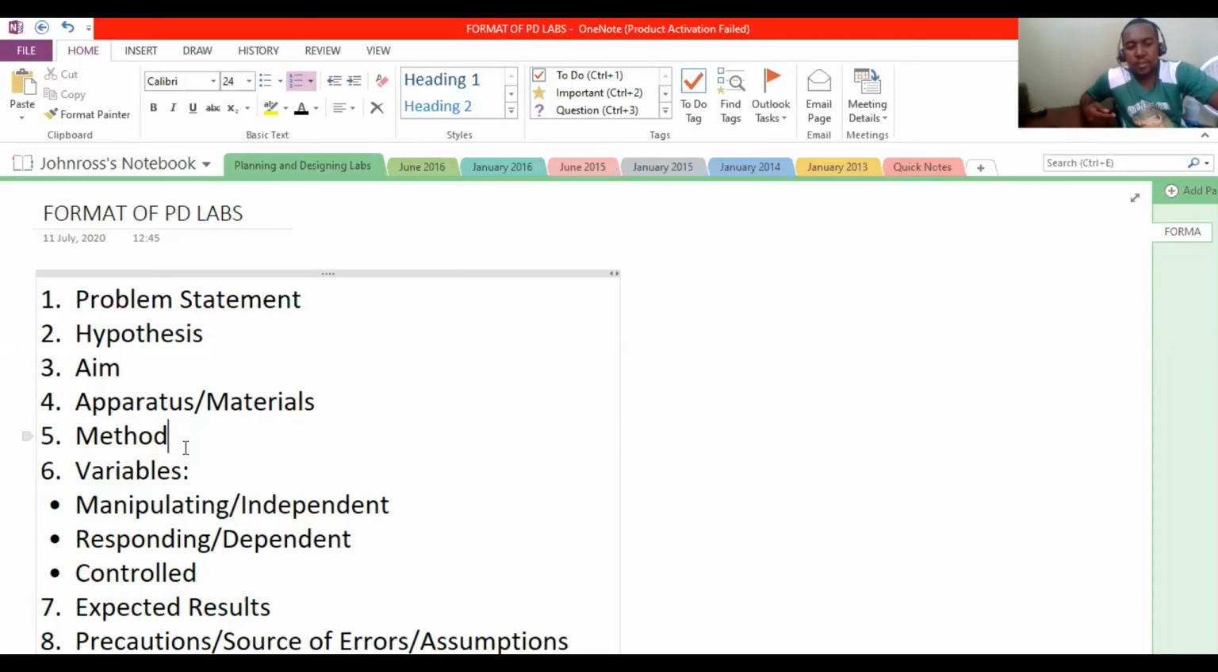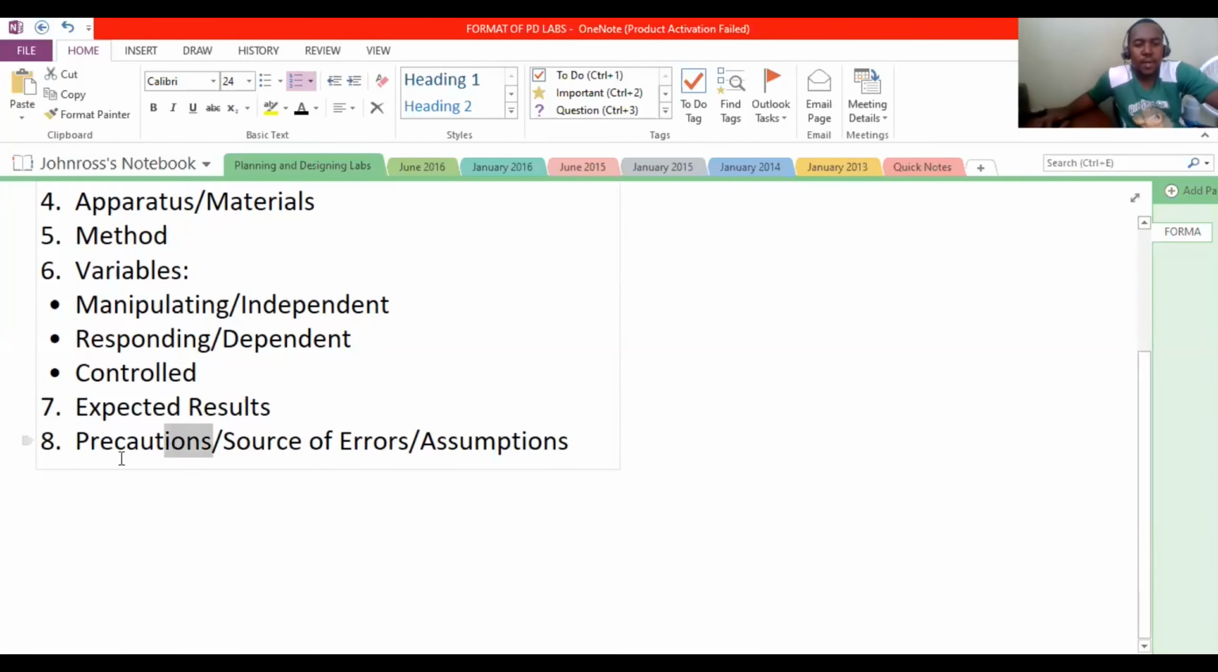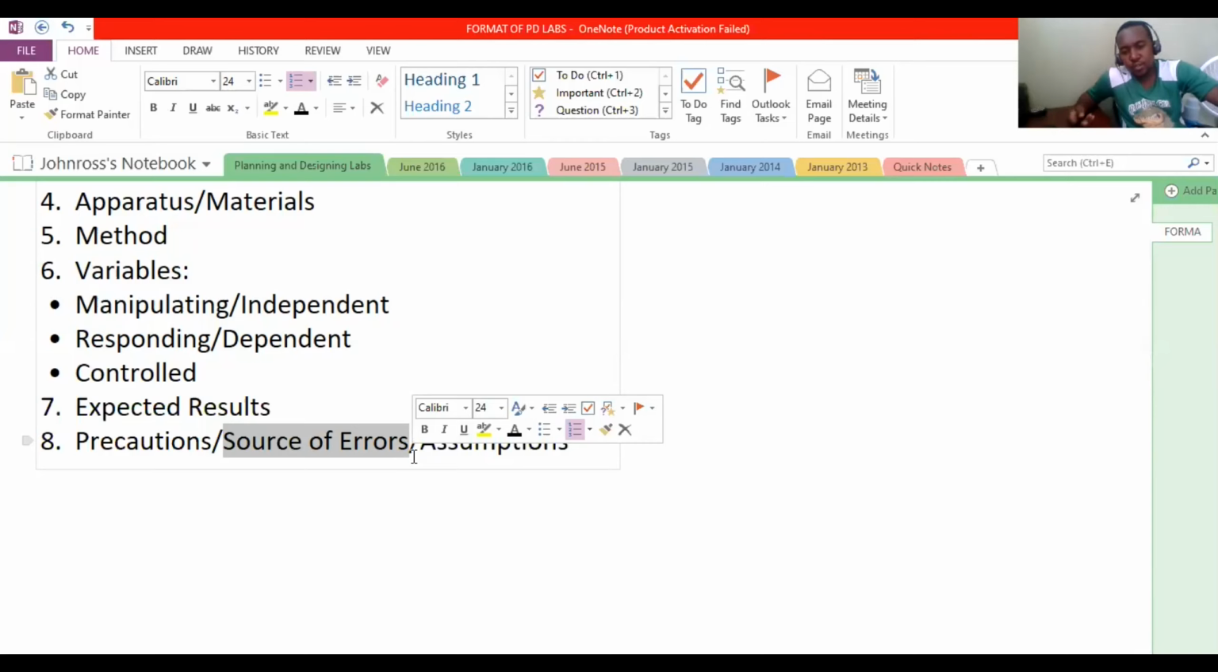And then finally, your precautions, sources of error, or assumptions. Now, your precautions are the steps to take to ensure that you minimize any errors that would be experienced. Your sources of error would be things that will normally happen when you do the experiments that will cause you not to get a true reading in your values. And then assumption, which is the hardest one, is basically you're saying that you expect this to be this, but in reality, it can actually change.